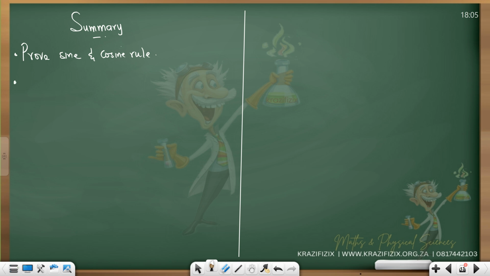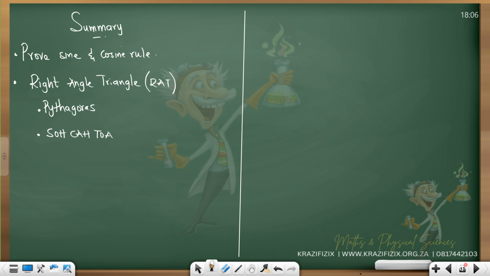Number 2, we then said that there are 2 types of triangles. There is a right angle triangle, which you usually call a RAT. Every time we see a right angle triangle, we usually do 2 things. Number 1, we apply the rule of Pythagoras, and we apply SOH CAH TOA. This we learned from grade 10, so we're not going to waste time on that, but it is important to apply that. Right angle triangle, we apply just 2 things.